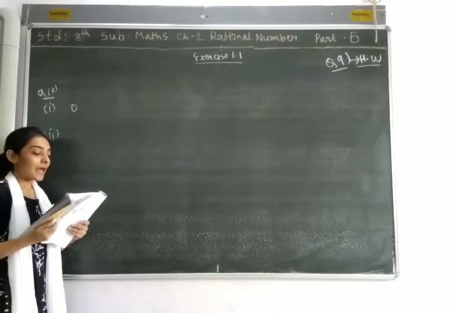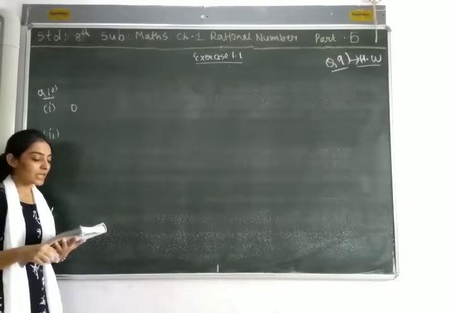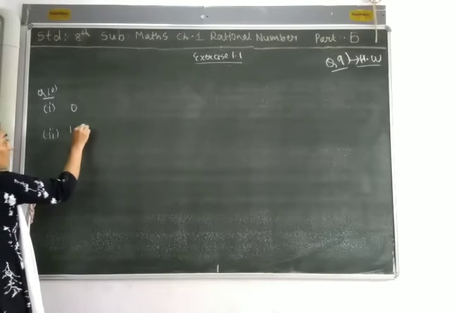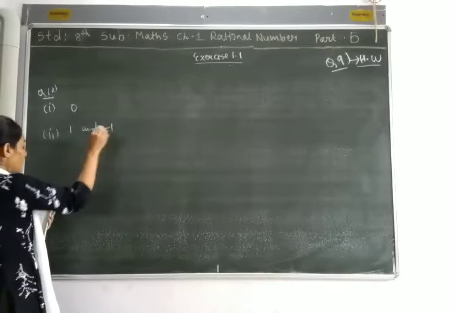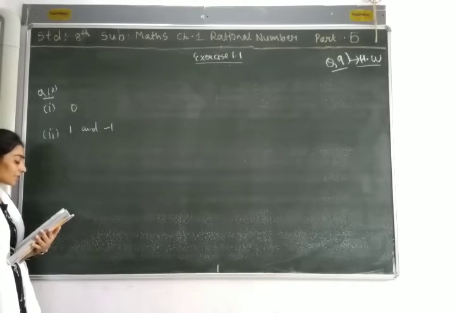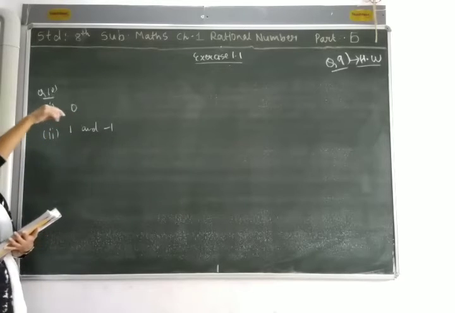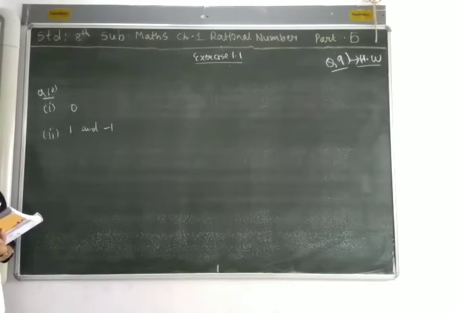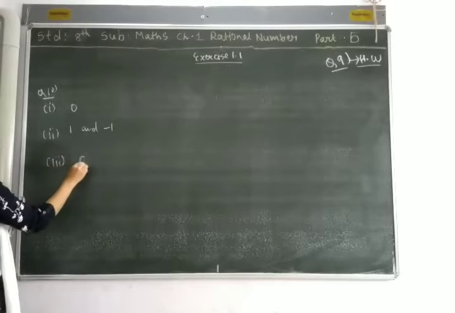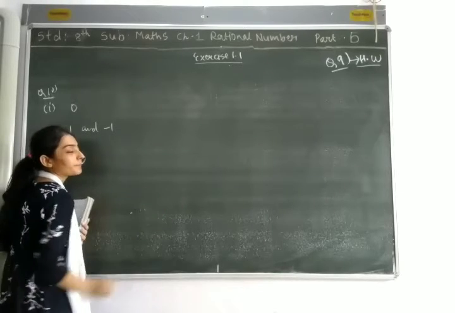The rational numbers that are equal to their reciprocals. We have already seen in a blank: 1 and minus 1, that's only 2. Next, the rational number that is equal to its negative. A rational number that is equal to its negative is 0 only. The negative of 0 is 0 only.